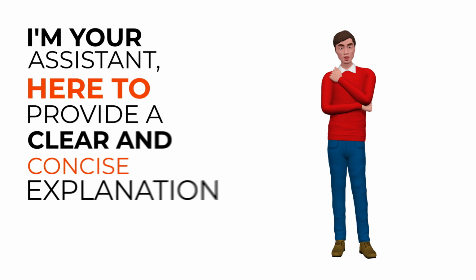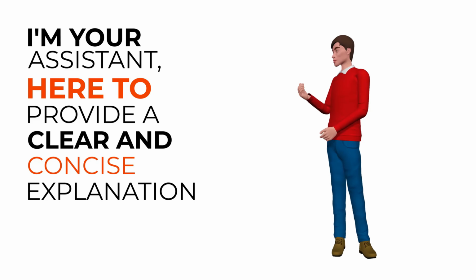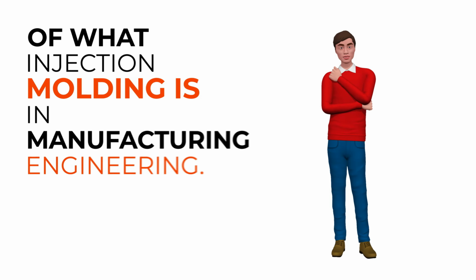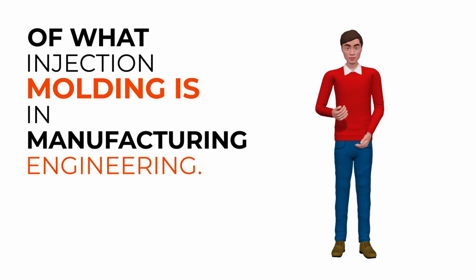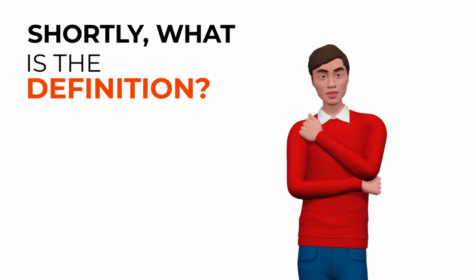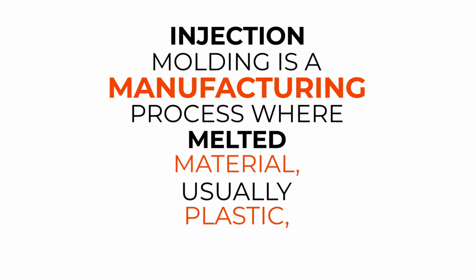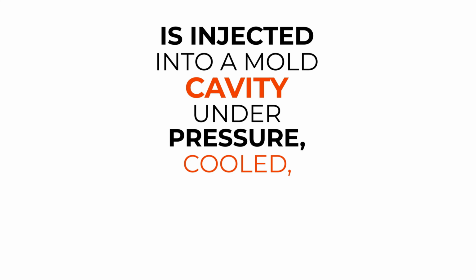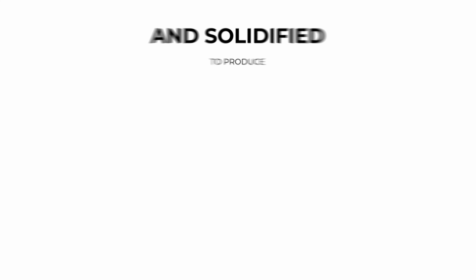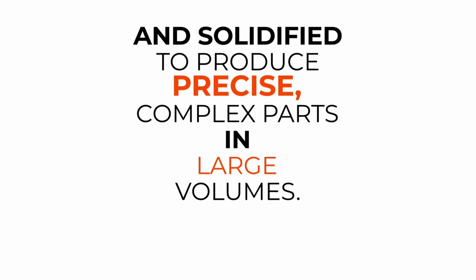I'm your assistant, here to provide a clear and concise explanation of what injection molding is in manufacturing engineering. Shortly, what is the definition? Injection molding is a manufacturing process where melted material, usually plastic, is injected into a mold cavity under pressure, cooled, and solidified to produce precise, complex parts in large volumes.